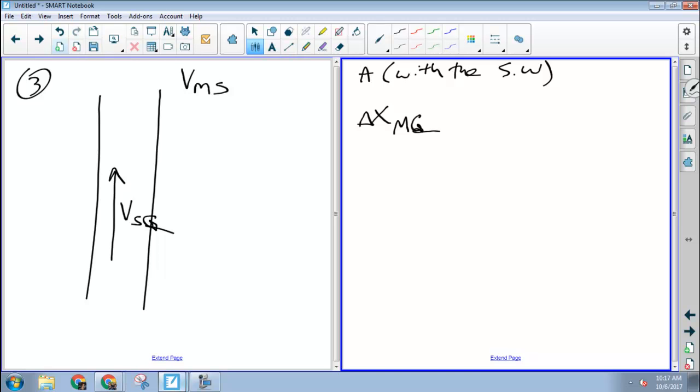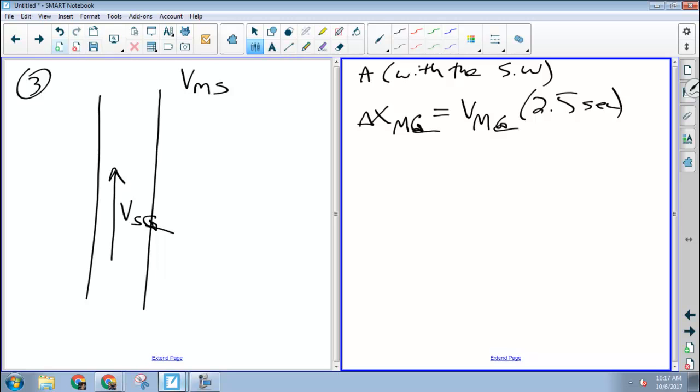So let's see if we can write an expression. This is equal to the velocity of the man relative to the ground times the time, which was 2.5, right? Yes. Okay? So that's when he's going with the sidewalk.